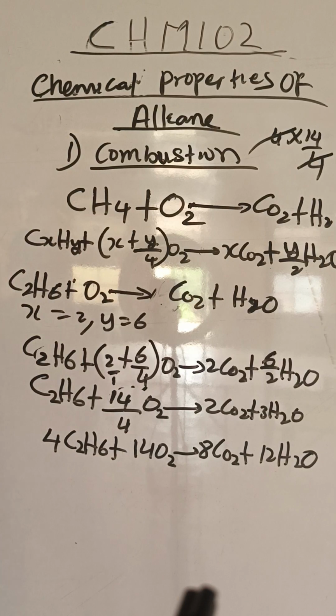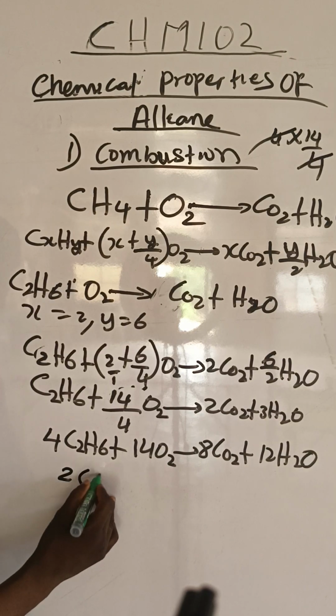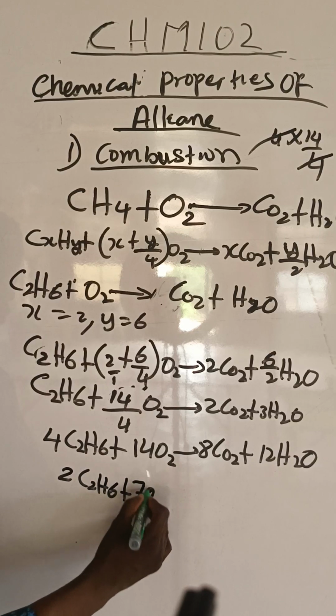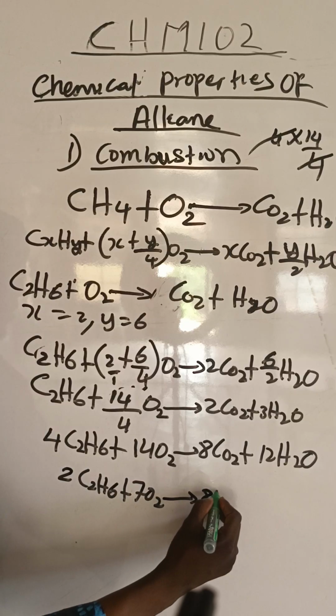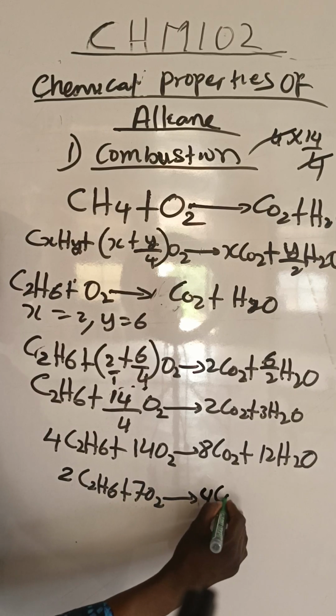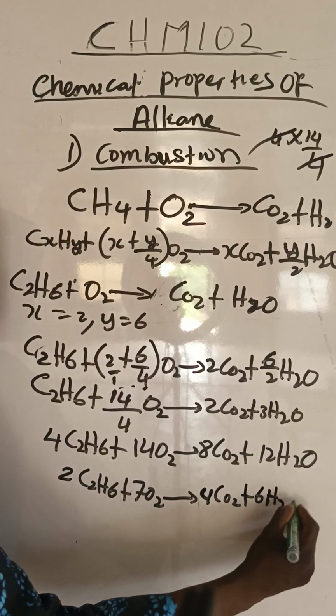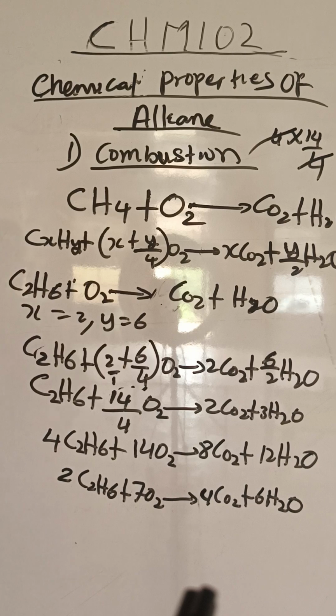Now, if you take a look at it very well, let's divide everything by 2. That will be 2C2H6 plus 7O2 to give 4CO2 plus 6H2O. So this is the combustion. Now, don't forget, if this particular alkane burns in excess of oxygen, it will give us carbon dioxide and water. But if methane burns in a limited supply of oxygen, it will give us carbon monoxide. Let's now assume that the methane burns in insufficient oxygen, it will give us lamp black.